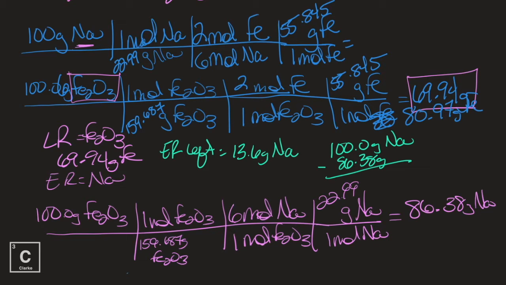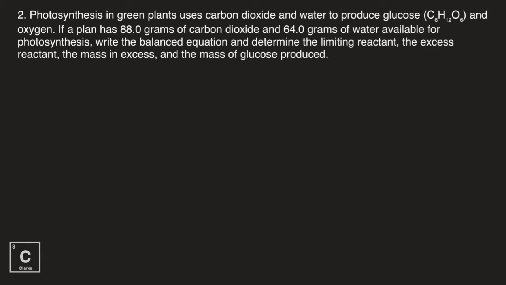Y'all, that was a little messy and kind of long. Let's go to the next one. Number 2. Photosynthesis in green plants uses carbon dioxide and water to produce glucose and oxygen. If a plant has 88 grams of carbon dioxide and 64 grams of water available for photosynthesis, write the balanced equation and determine the limiting reactant, excess reactant, mass in excess, and the mass of glucose produced. Pretty much all of the same things from the first question. Now, I'm going to go through this one a little bit quicker and not explain so much stuff.